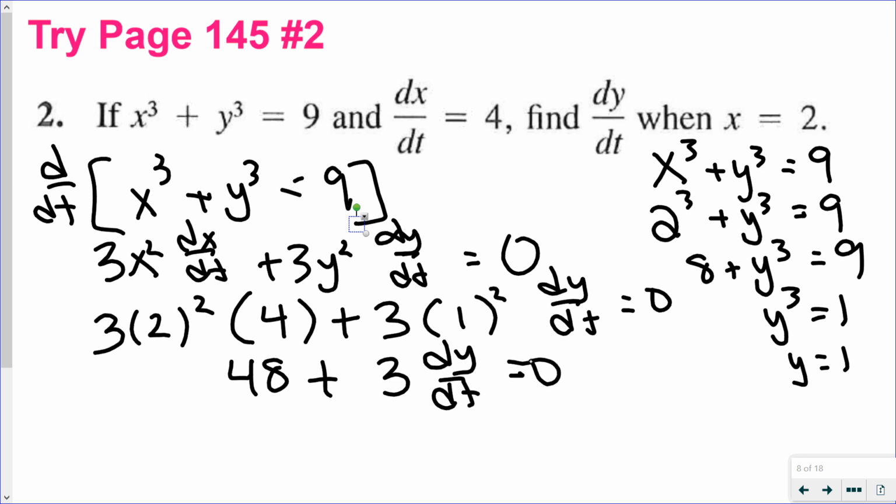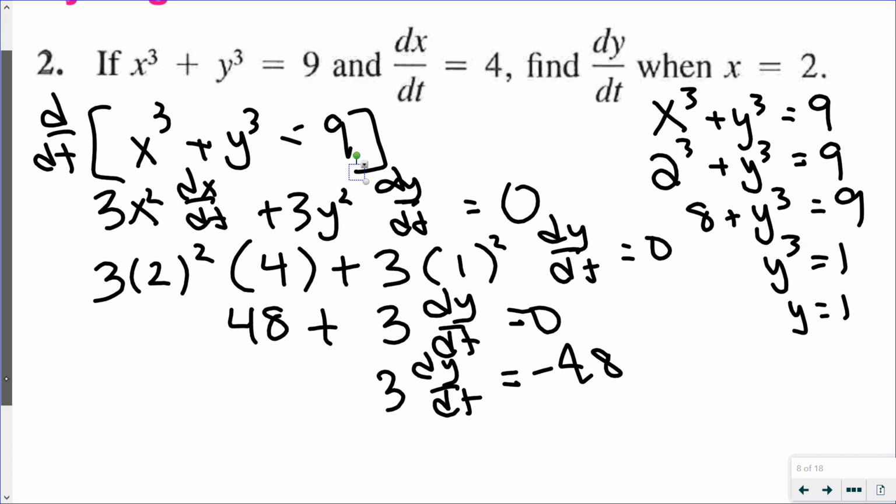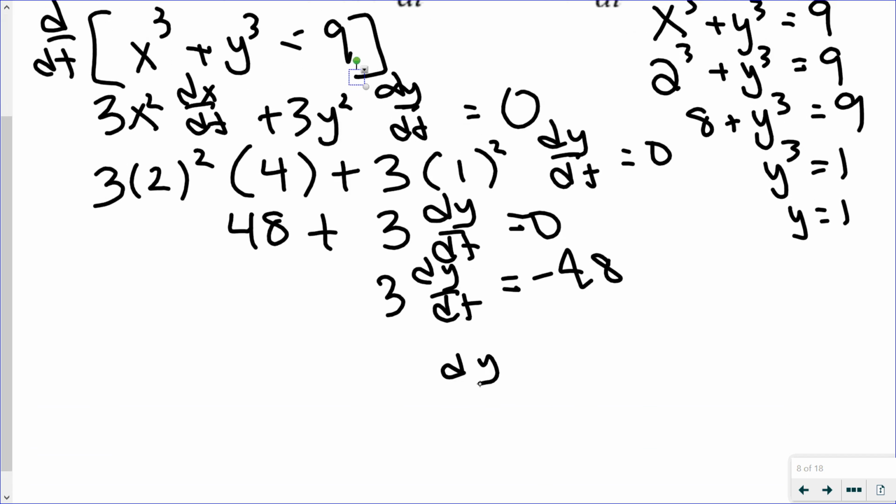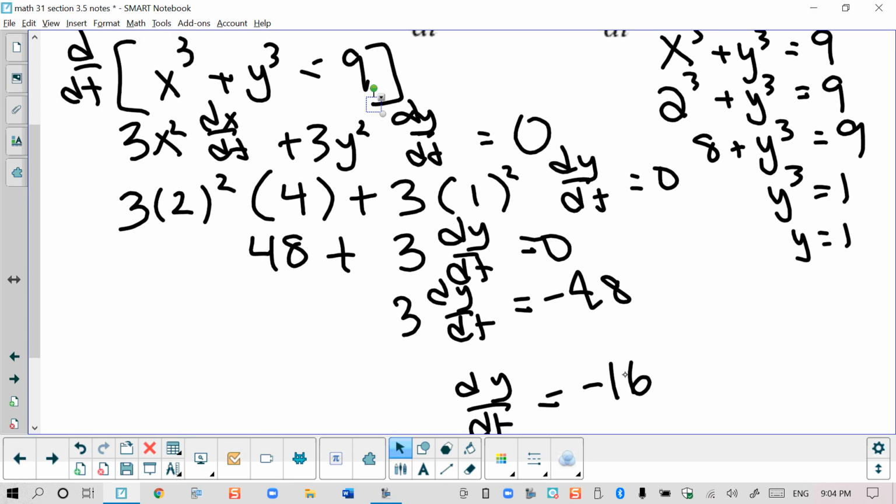So to get dy by dt by itself, I will subtract 48 from both sides. And then I will divide both sides by 3. So dy by dt is equal to negative 16. So this is just a little introduction to how to derive with respect to time, how to take the derivative and plug in for specific values. So I hope that this helped, and in the next video I'm going to start related rates by doing word problems.